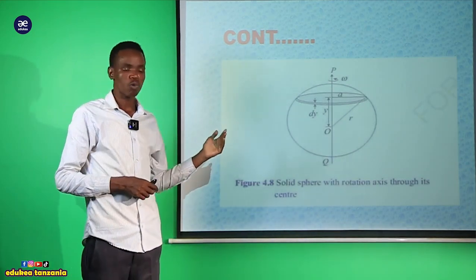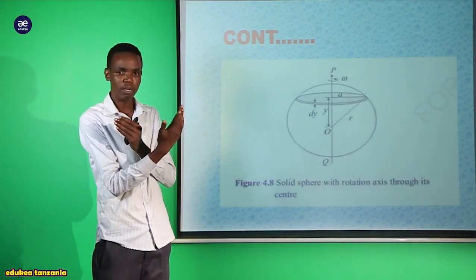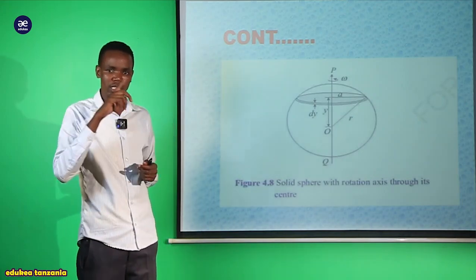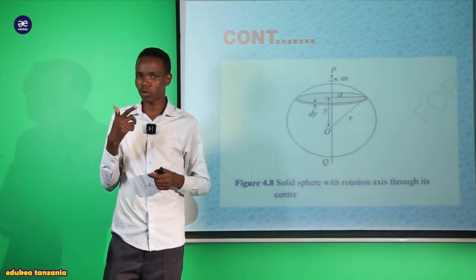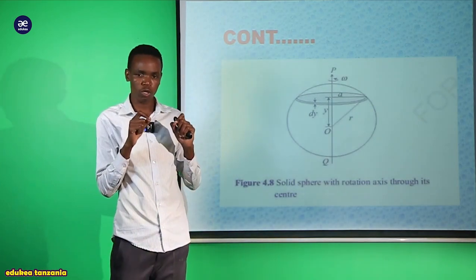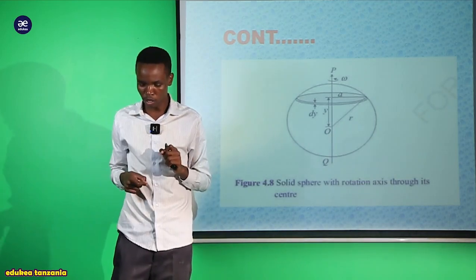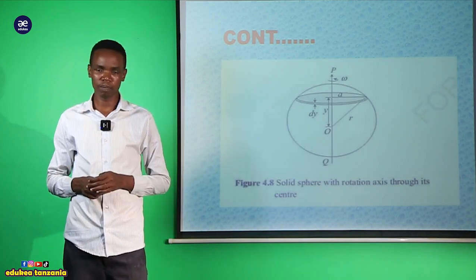Kama tunavyojaribu kuona demonstration yetu kwamba tuna solid sphere, ile solid sphere inajaribu kuzunguka on an axis. As we see in our concept of the rotation of a rigid body, most of the body of a solid object tries to rotate on its axis, as we observe with this solid sphere.